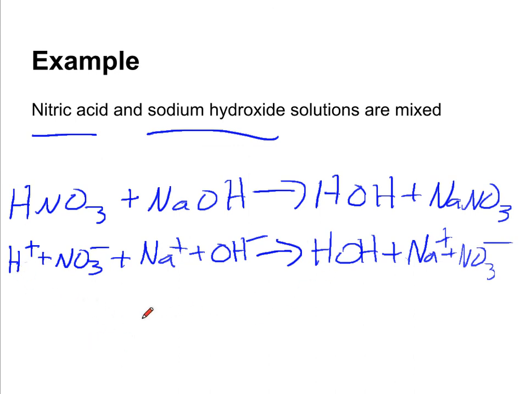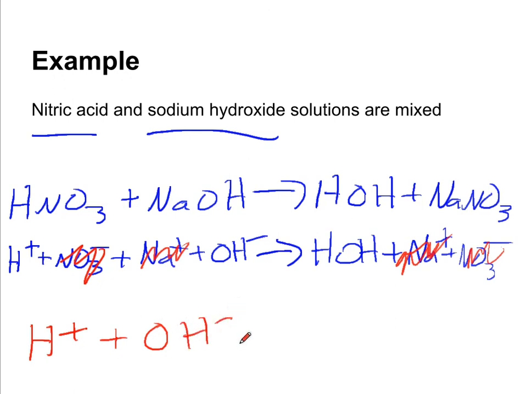Hydrogen, not an ion on both sides. Nitrate is an ion on both sides. So is sodium. So our net ionic for a strong acid and strong base reaction, H plus OH minus, is going to yield water. Neat little fact about strong acid, strong base reactions.